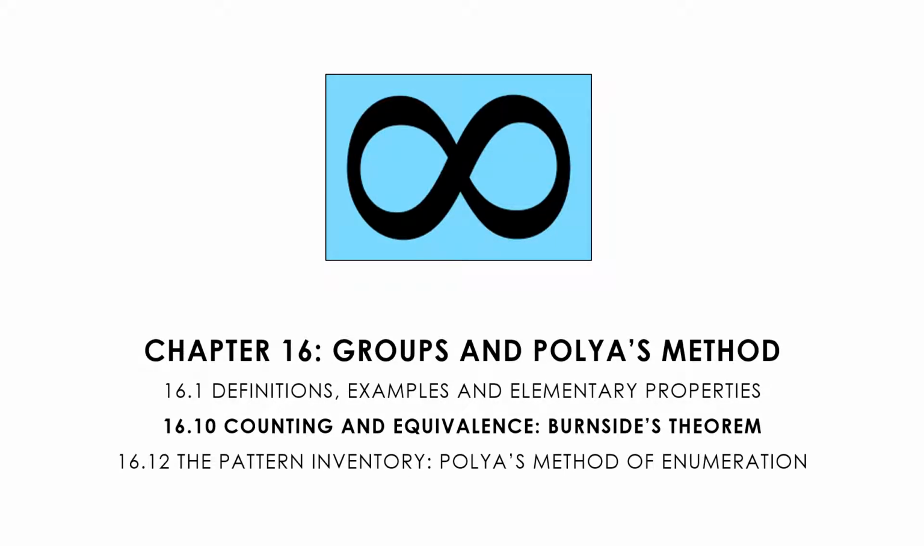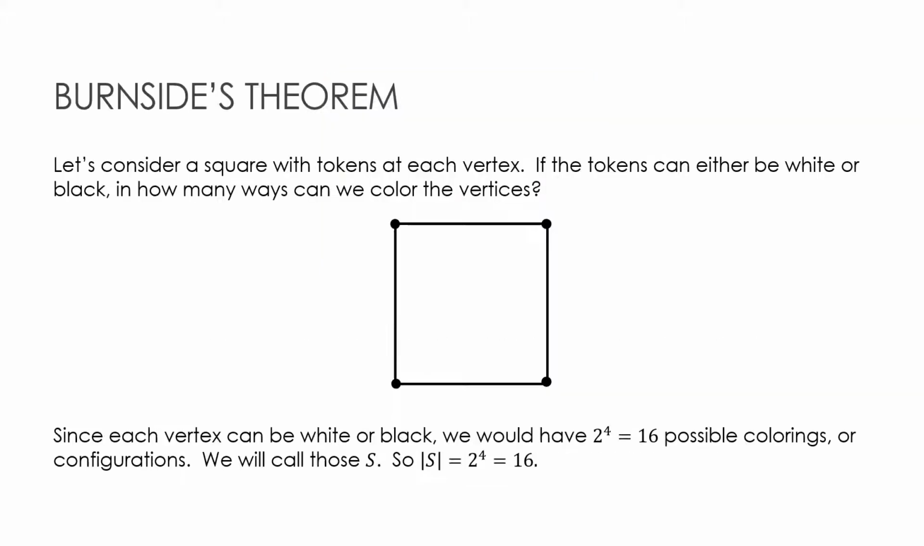Now that we have reviewed groups, axioms, examples, definitions, etc., let's focus in on the meat and potatoes of this, which is to look at Burnside and Polya. We're going to start with Burnside. Burnside is a way, essentially, for us to look at equivalence classes.